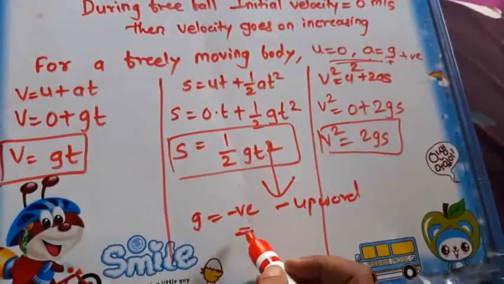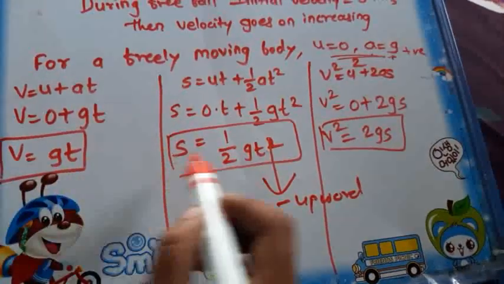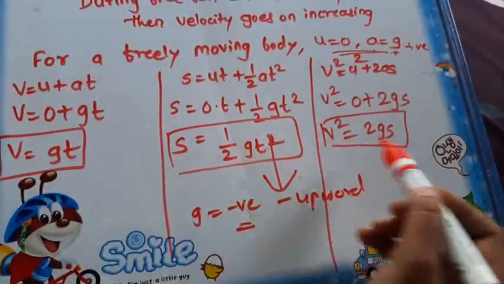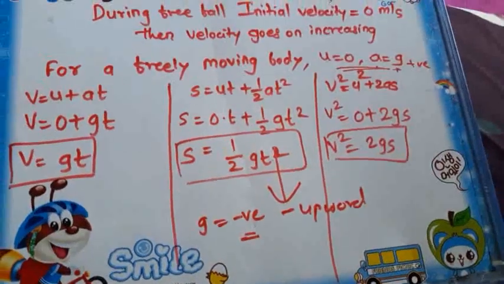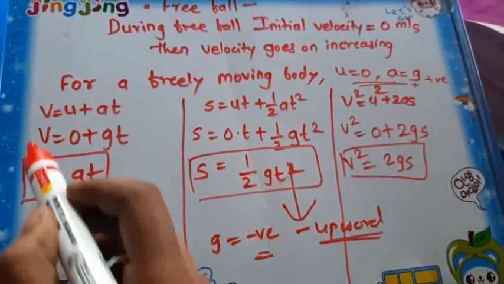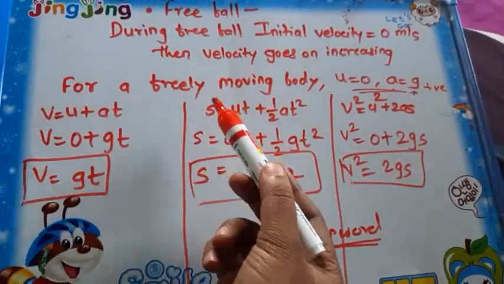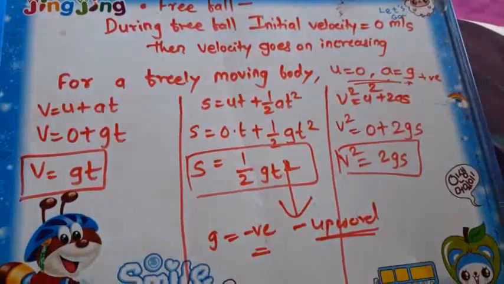So accordingly we have to make the changes in the equation. It will become minus gt. Here it will become minus gt and here also it will become minus gt for the object moving in upward direction. And these three equations are for the object moving freely towards earth.